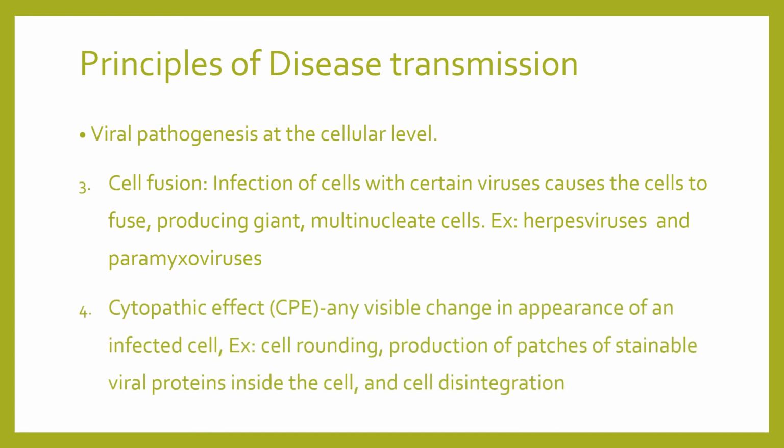Or the fourth, they can produce a cytopathic effect, or CPE, any visible change in the appearance of an infected cell. For example, there will be rounding or production of patches of stainable viral protein inside the cell, which later on leads to cell disintegration, either by mechanical means, like your RBCs not being able to pass through the spleen and being destroyed, or they will be detected by killer cells or white blood cells and killed by them.